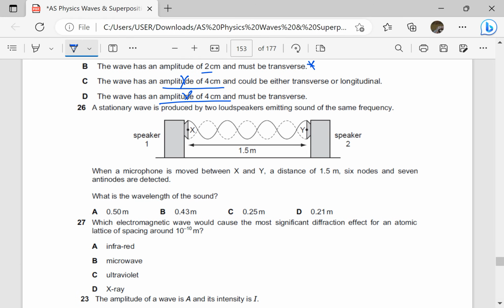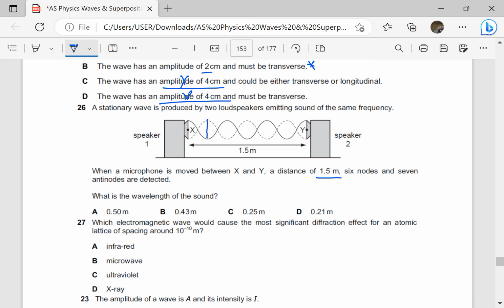A stationary wave is produced by two loudspeakers emitting sound of the same frequency. When a microphone is moved between X and Y, a distance 1.5 meters, 6 nodes and 7 antinodes are detected. What is the wavelength of the sound? So let's just look at this and establish the wavelength. The distance between two successive antinodes is always half wavelength.